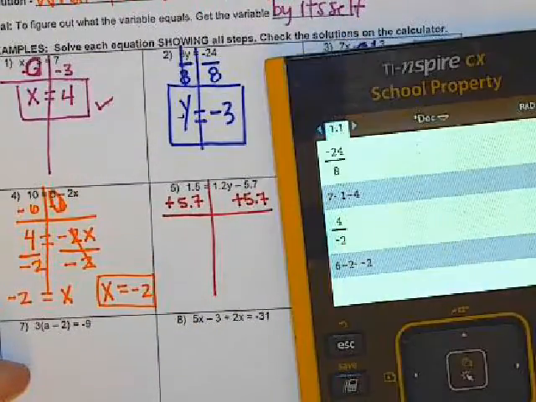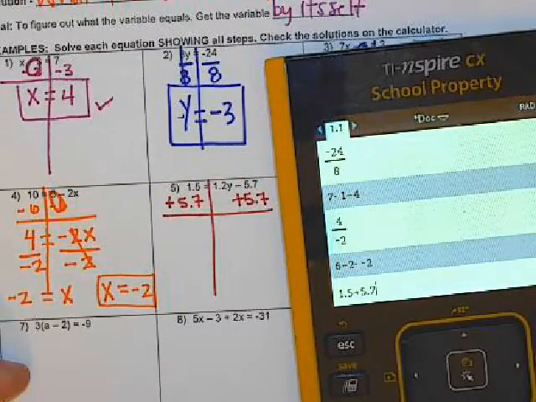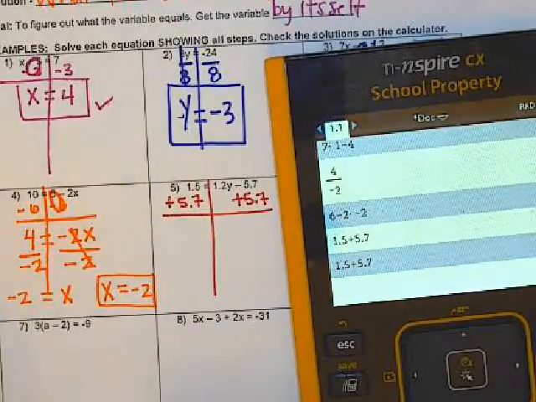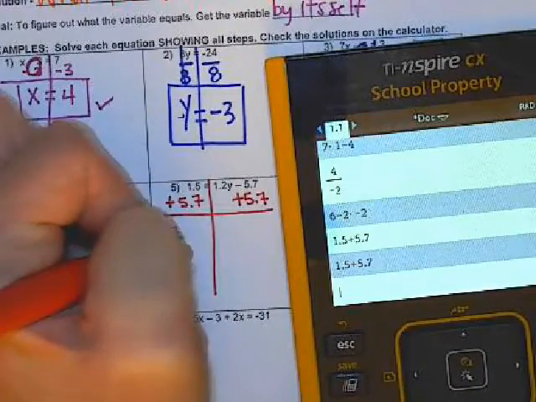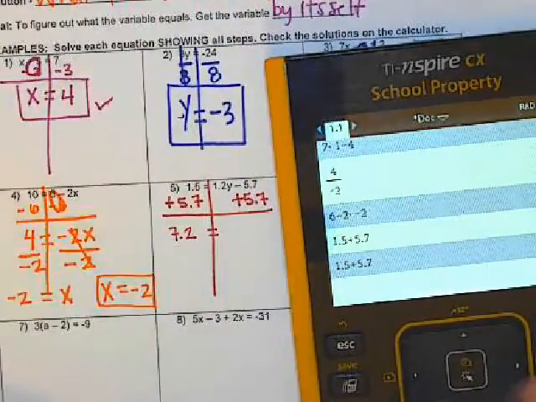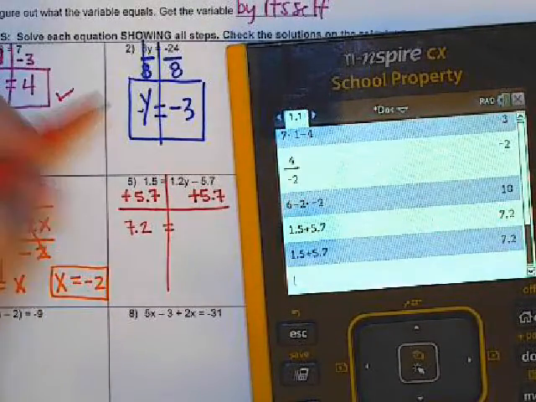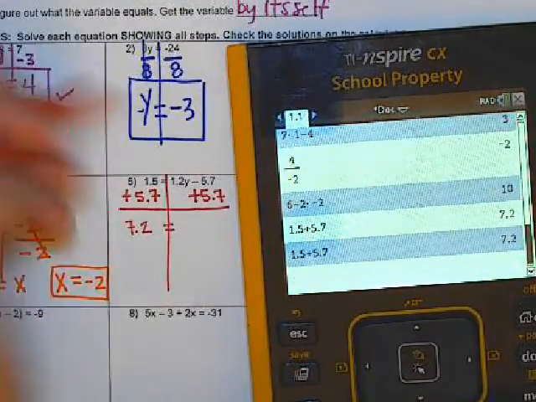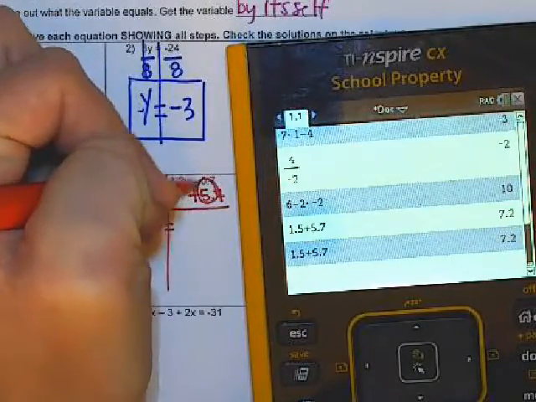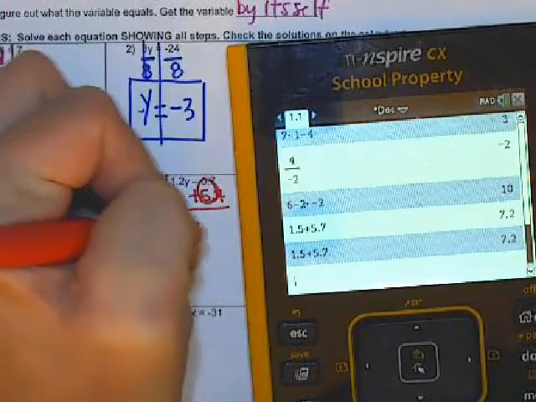1.5 plus 5.7 gives me 7.2 equals. Okay, let's do the other side. Negative 5.7 and positive 5.7 give me what? 0. And I'm left with 1.2y.